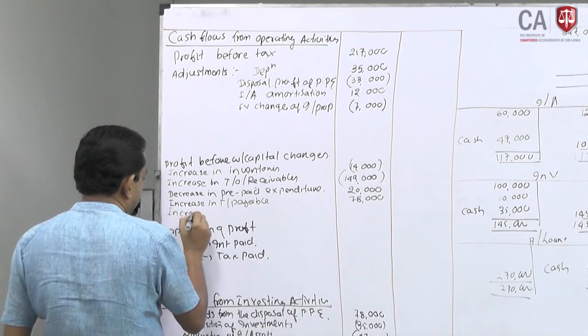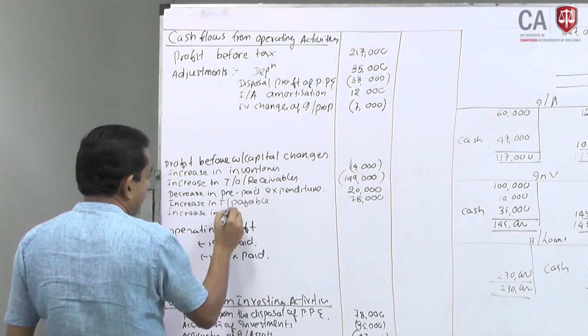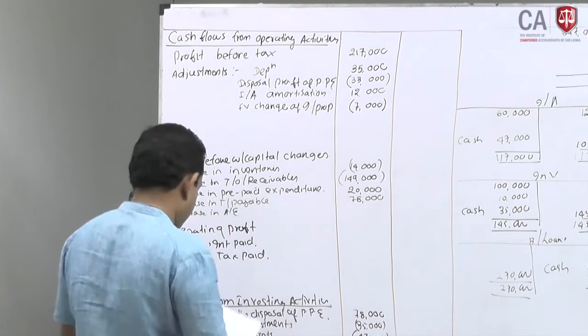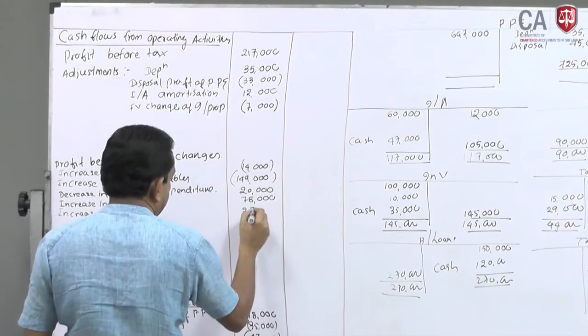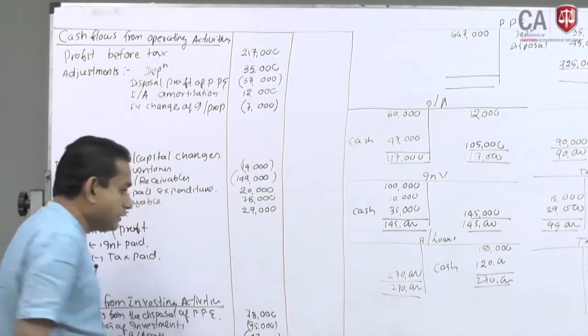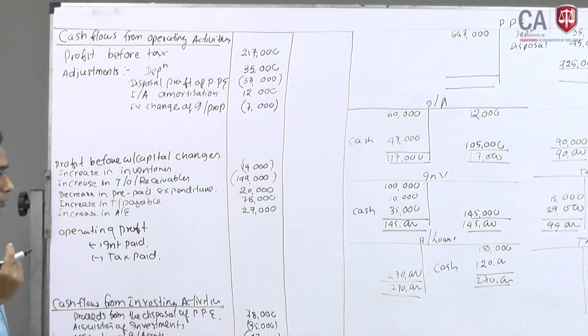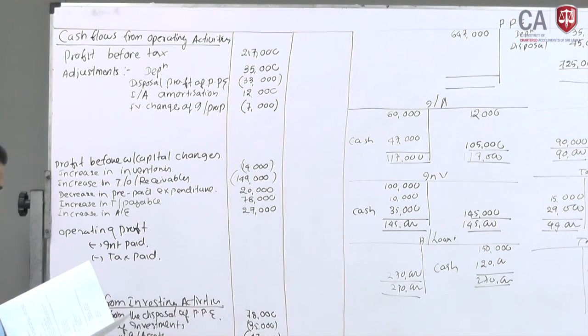Increase in accrued expenditure, 27,000. It once again should be a cash inflow. Increase in accrued expenditure is like you crediting accrued expenditure by 27,000 and debiting cash by 27,000, right.